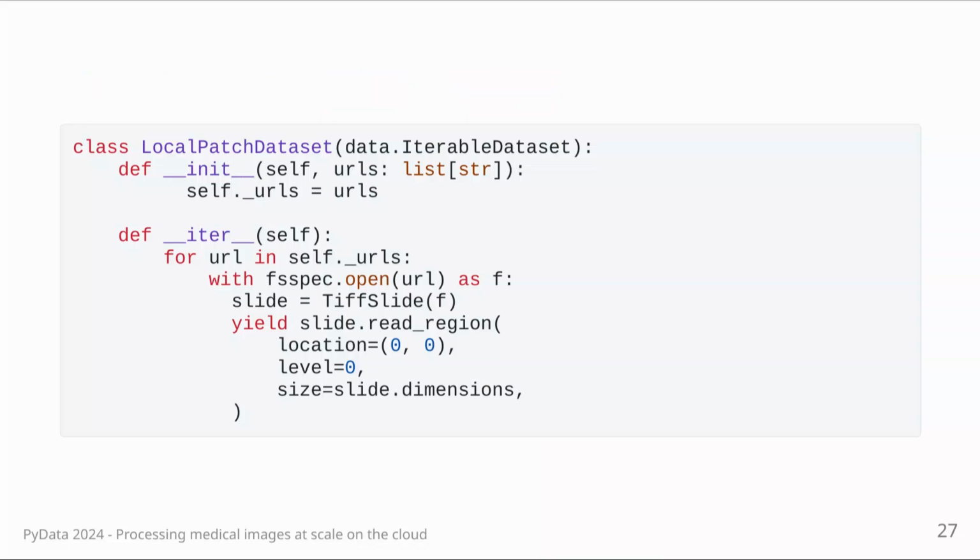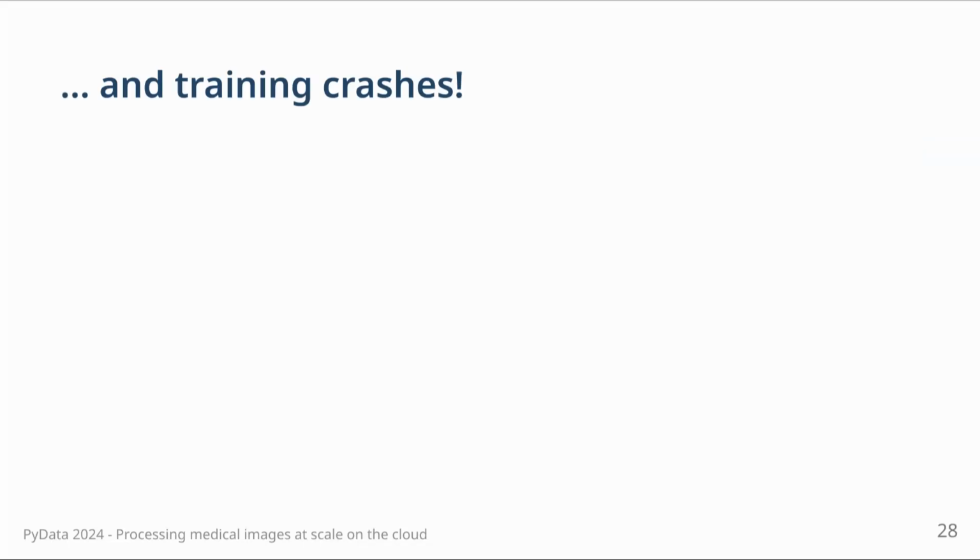So here is, for instance, the kind of dataset you would implement for Torch. This is going to be the example. You would specify, in this example, the list of URLs of objects that are whole slide image files in your cloud storage. You can open them, and then you can yield regions. So this example yields the entire region at level 0. This is not what we want, right? We want to have patches. Otherwise, it crashes, because our whole slide images are too big, as I've said many times.